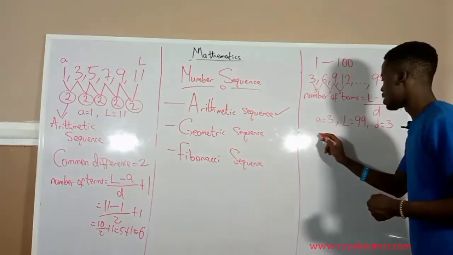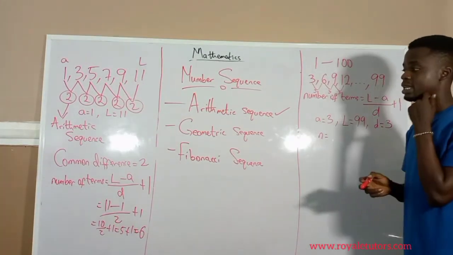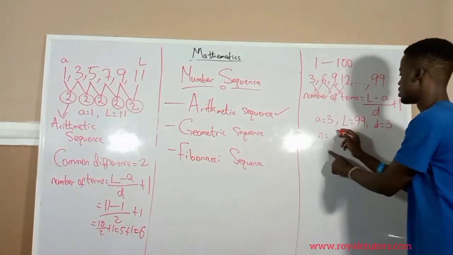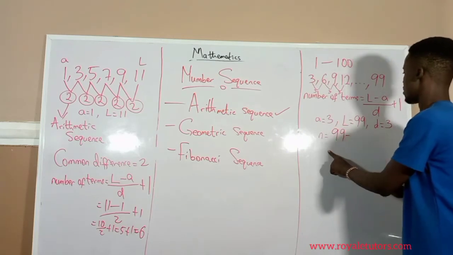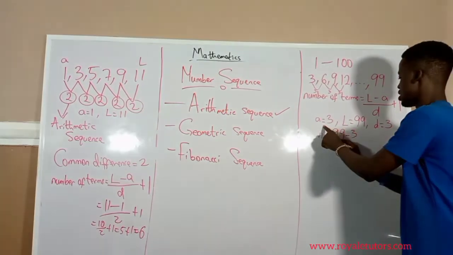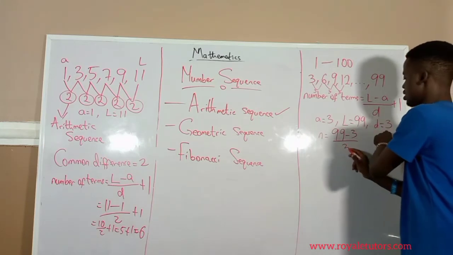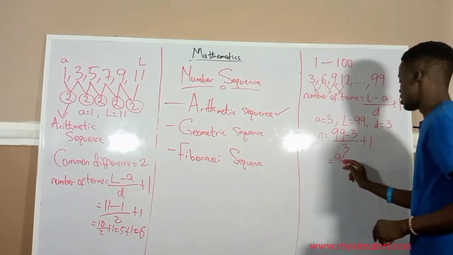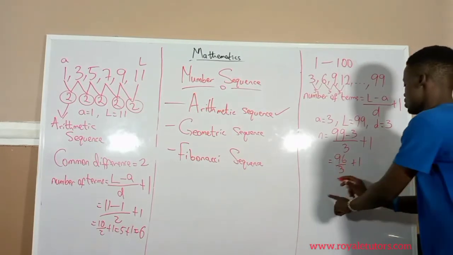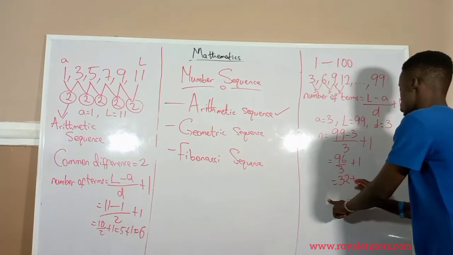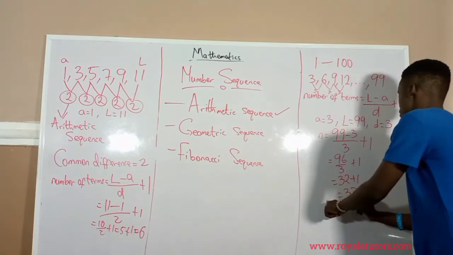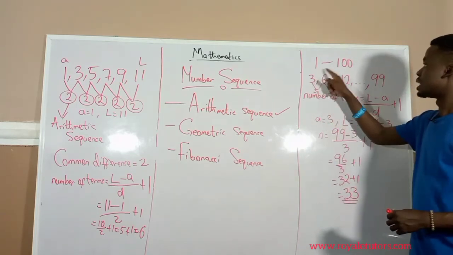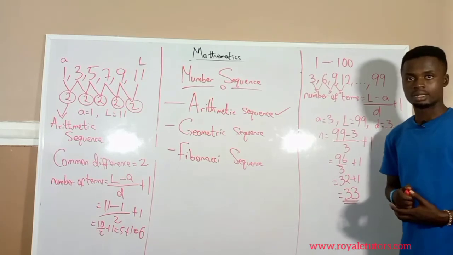Okay, so to get the number of terms, which you can also represent as n, I said it earlier, the number of terms can be represented as n. n is equal to the last digit, which is 99, minus the first digit, which is 3, divided by the common difference, which is 3, plus 1. Okay, so you have 96 divided by 3, plus 1. So this is going to give us 32 plus 1. This is going to give us 33. So if you take your time to count one after the other, you see that there are 33 numbers between 1 and 100 that are divisible by 3.